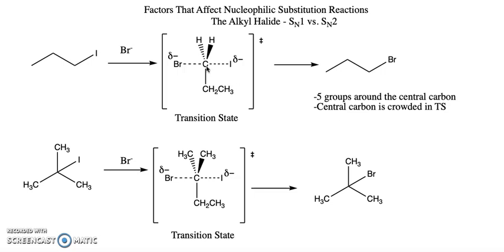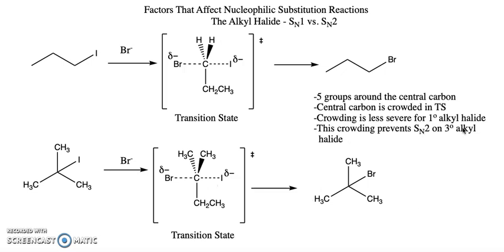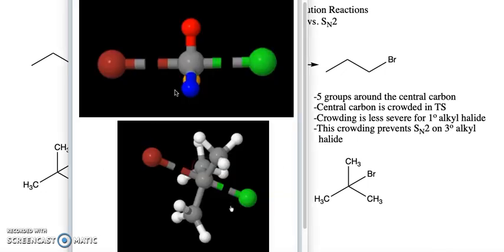Well, in the case of the primary alkyl halide, this carbon has 2 hydrogens on it. These 2 hydrogens are smaller than the 2 methyl groups. That means that this, in the primary case, is less crowded than in the tertiary case. On the other hand, the crowding is significant enough for the tertiary alkyl halide that it actually makes this reaction so slow that it's impractical. Because of this crowding, we don't get an SN2 reaction on the tertiary alkyl halide. I prepared a couple of models showing this.